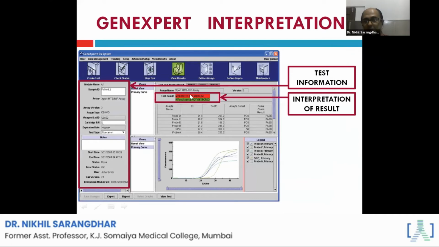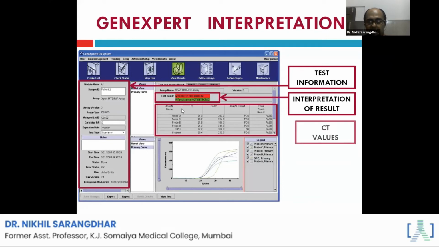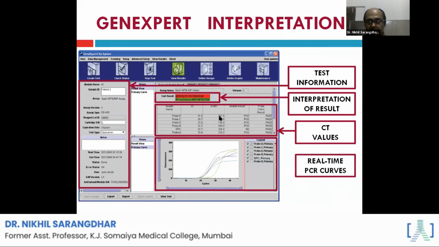So you see you have MTB detected, and if it is detected, it will comment on the quantification, whether it is very low, low, medium or high. Here it is medium. And here if resistance is not detected, so it's a green bar. If it had been detected, it would have been red. Okay, below that you have the cycle threshold values for 5 probes. You can see probe A, B, C, D and E, and here's the sample processing control. The CT values are given here, and below that you have the real-time PCR curves. For us as clinicians, this is important only this part. And if you want to cross-check or analyze the report, the parts that are below and how to look at them, we'll go through it.